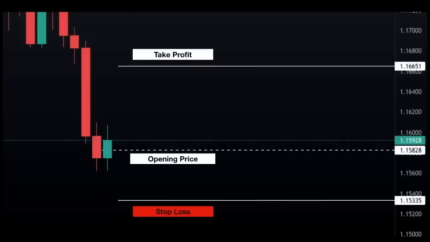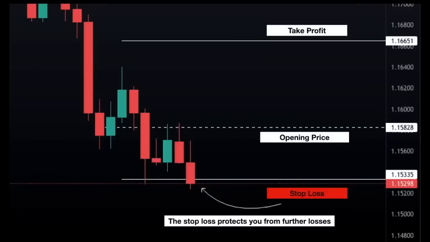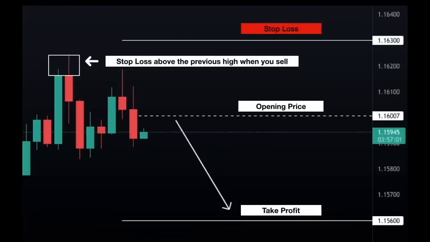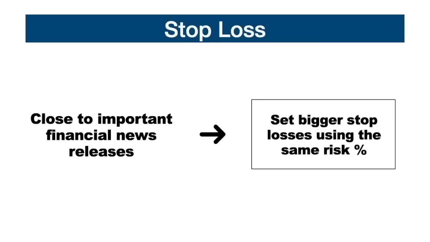The stop loss is not a tool that should be scary. Indeed, it is essential to use it to minimize losses and protect yourself in unstable market situations. It is recommended to set the stop loss 20 to 30 pips under the previous low if you decide to buy, and 20 to 30 pips above the previous high if you decide to sell. Close to the release of financial news, it is essential to open small positions with larger stop losses, to reduce risk and allow bigger price fluctuations under high volatility circumstances.